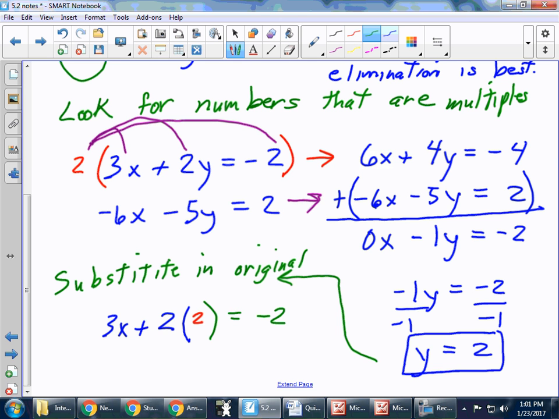equals negative 2. Whoa, when did that go green? That's crazy. It's supposed to say 2.